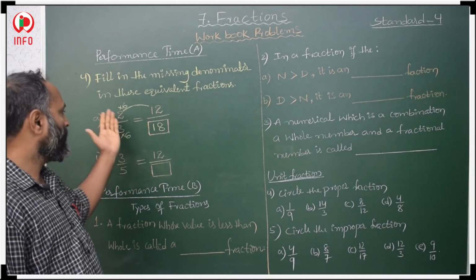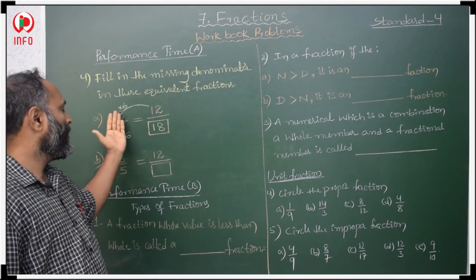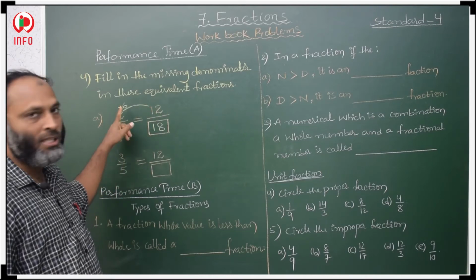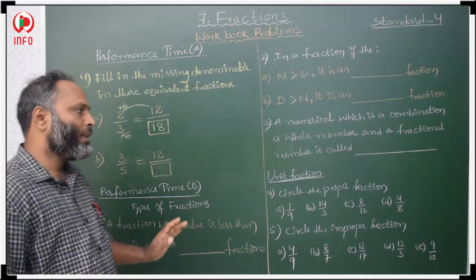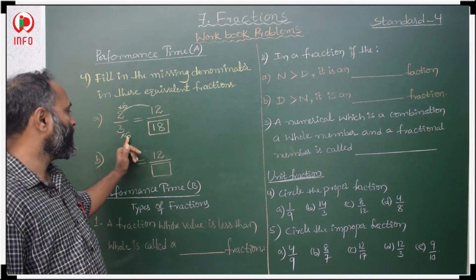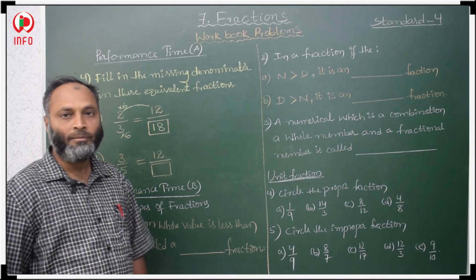How to check? First we compare the numerator. In 2 table, when will you get this 12? 6s are. It means we have to multiply this denominator also with 6. Then check what is the product. 3 6s are 18. That product you have to fill here.